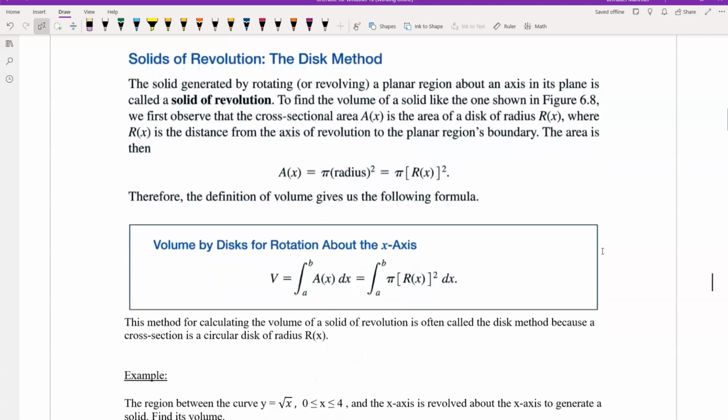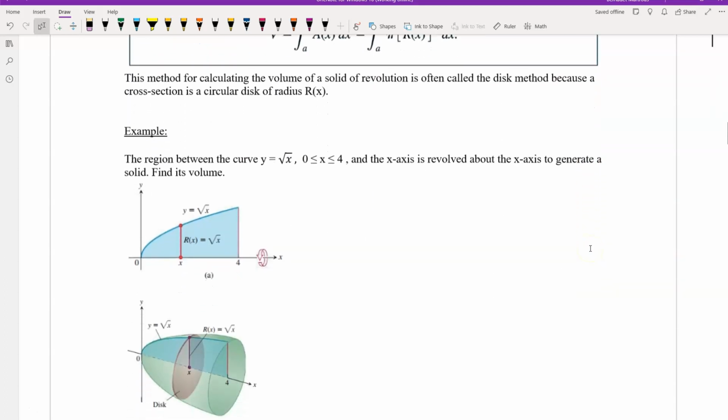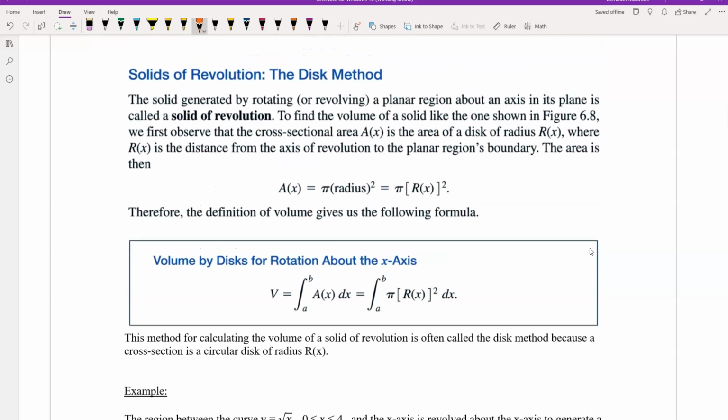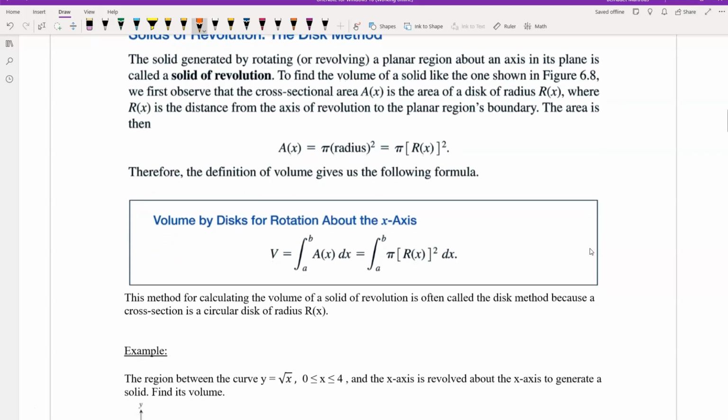we first observe that the cross-sectional area A of x is the area of a disk of radius R of x. So here on this part, the radius is what we have for R of x, and that is equal to the square root of x, where R of x is the distance from the axis of revolution to the planar region's boundary. The area is equal to pi r squared, or pi radius squared.